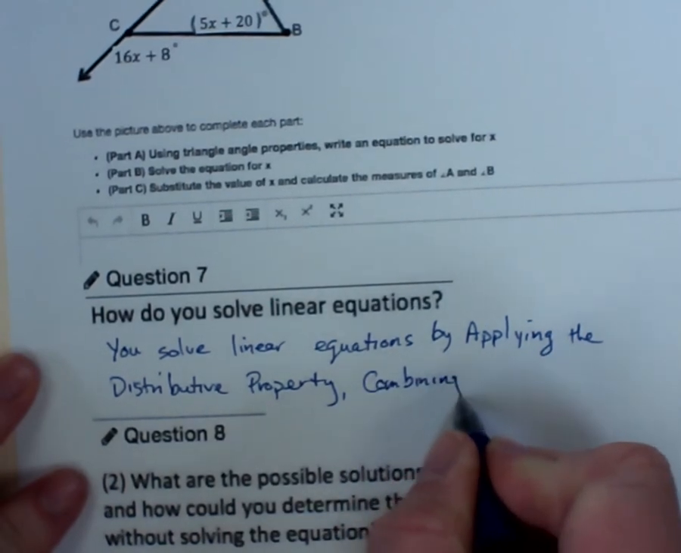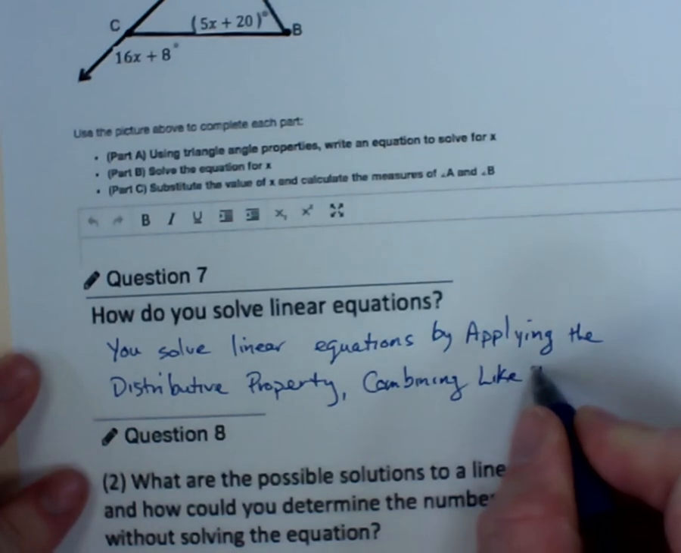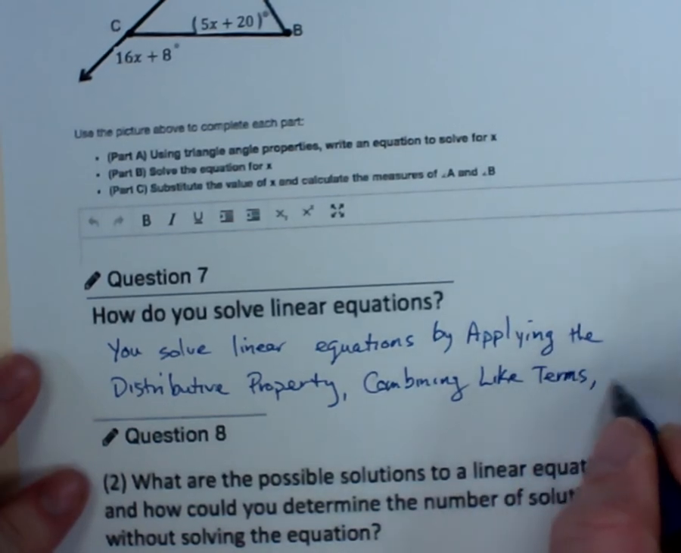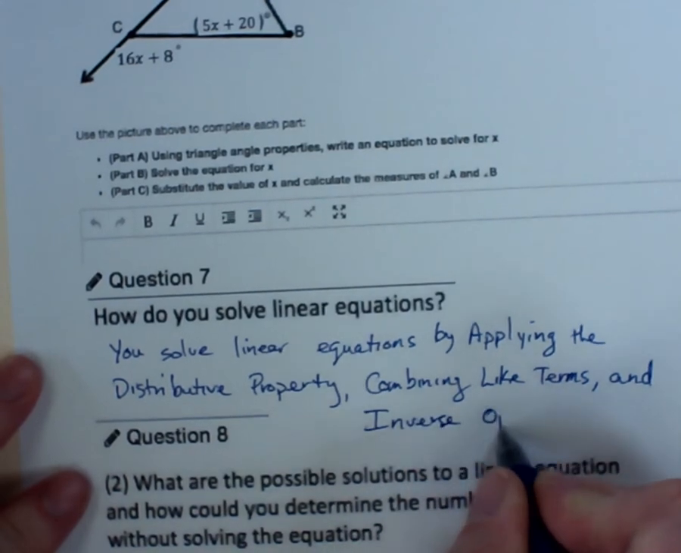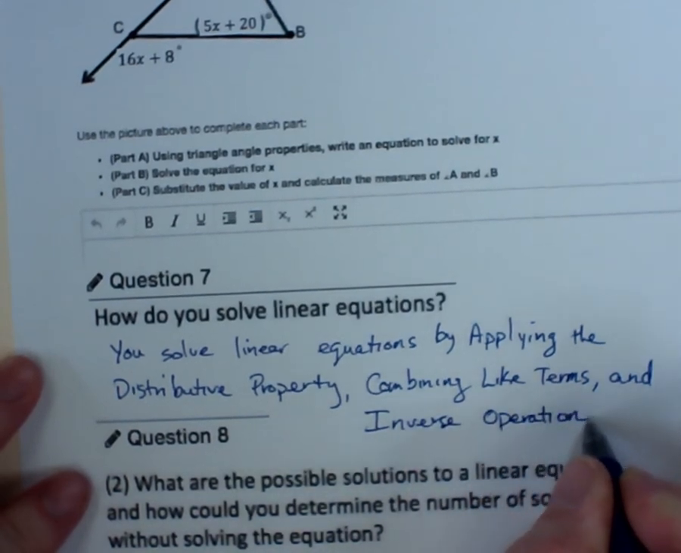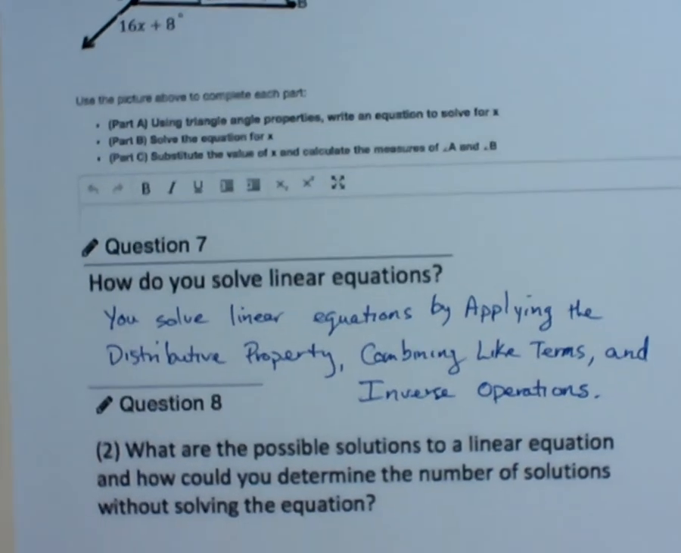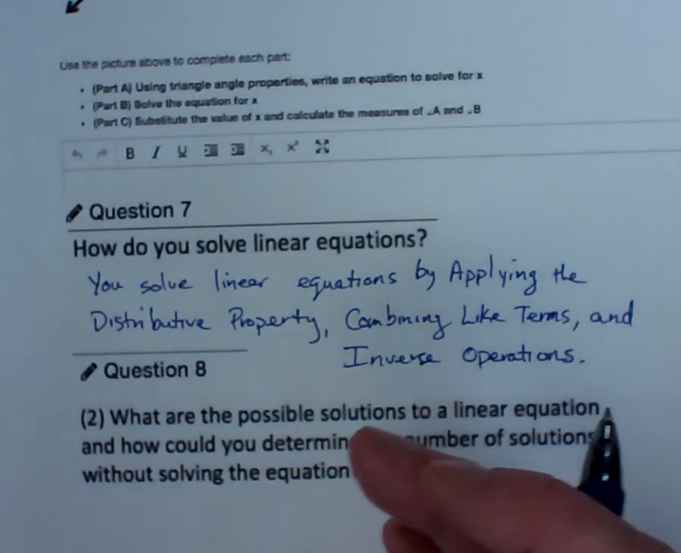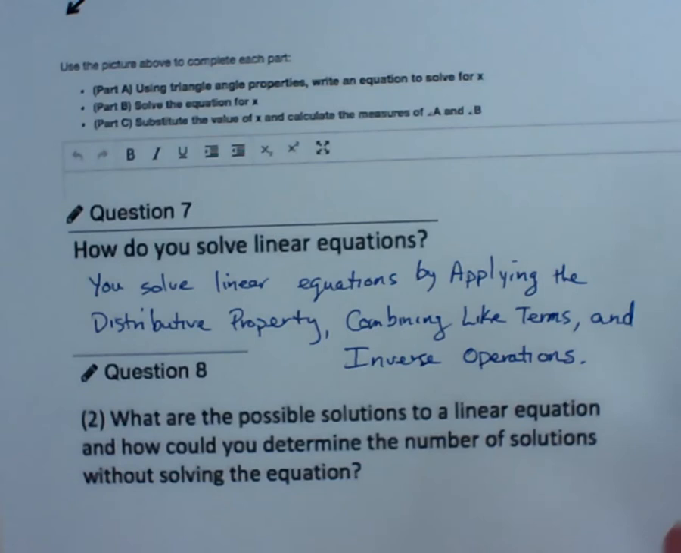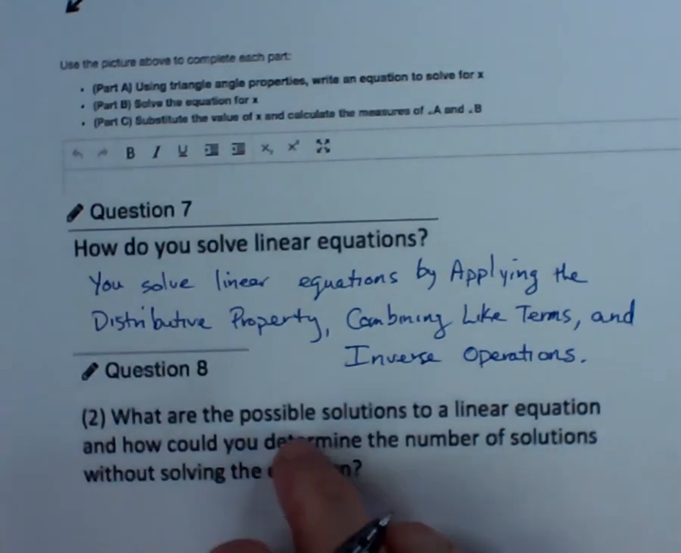combining like terms, and inverse operations. Those are the three properties that we're using to solve these linear equations in one variable. You also apply these when you're solving and rearranging in our next unit, Unit 3, when we're going to need to solve it for y to put it in slope-intercept form. We'll still be doing that.